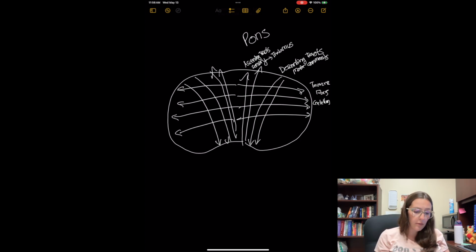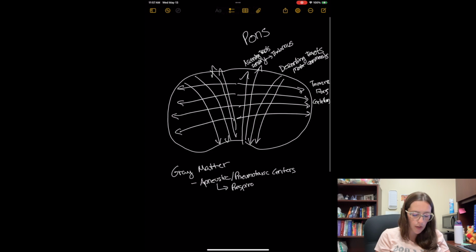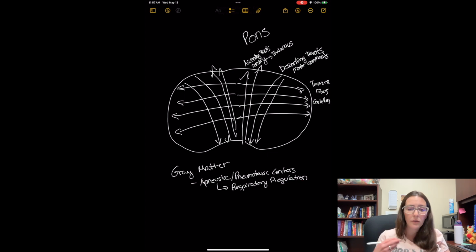Now, with the pons, we have buried deep inside all of these a few different gray matters. And these gray matter are going to include, I'll just make a list of them because they're kind of hidden, the apneustic and pneumotaxic centers. These are going to play a large role in respiratory rate, respiratory regulation. So they're not going to be the ones that decide if you breathe or not. That's going to be down in the medulla, but it's going to determine a lot about the speed, the rate, the depth of that breath.